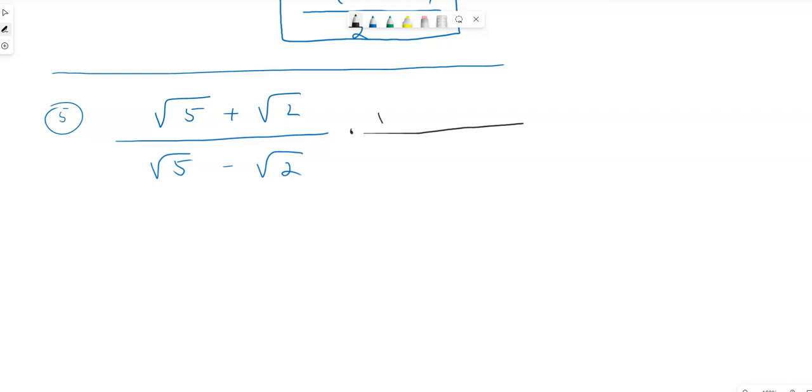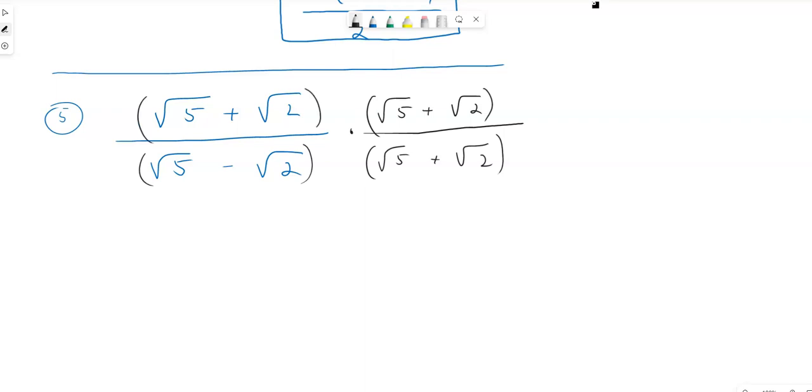All right, so I'm going to multiply by the square root of 5 plus the square root of 2 on the top, the square root of 5 plus the square root of 2 on the bottom. And again, my goal is to get no square root expressions or root expressions of any kind on the bottom. Top is okay, bottom not. All right, we're going to have to do a little foiling here.